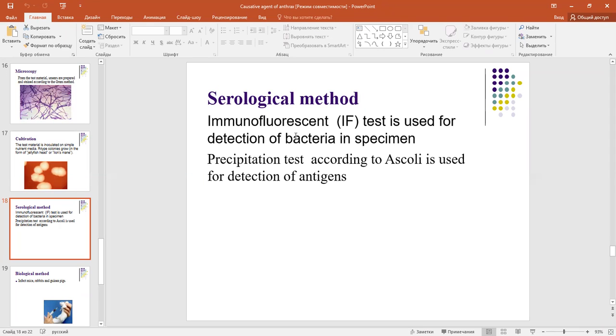In this test, on the one hand, it is a microscopical method, but on the other hand, of course, it is a serological method. The smear should be prepared from the specimen that is sent to the laboratory. The smear on the glass slide should be fixed, and after that a fluorescent diagnostic serum, a drop of serum, should be placed on the smear, and the smear should be incubated in a thermostat for 15 minutes, because it takes time.